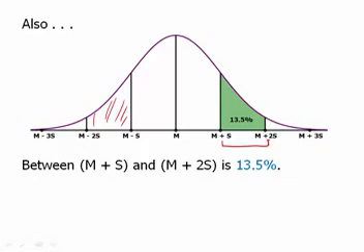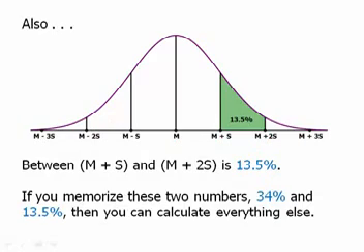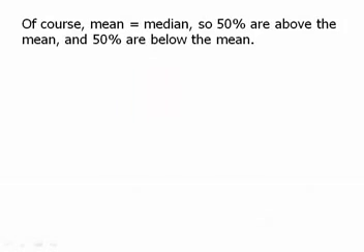For example, we could ask from the mean to two standard deviations above the mean, how much would that be? Well, that would be 34% plus 13.5, and so that would be 47.5% of the population. All you have to do is memorize those two numbers, 34% and 13.5%, and you can calculate everything else. Of course, the mean equals the median, so 50% are above the mean and 50% are below the mean. That's always true for a normal distribution.